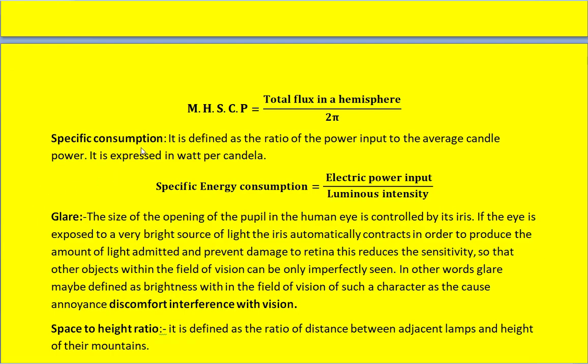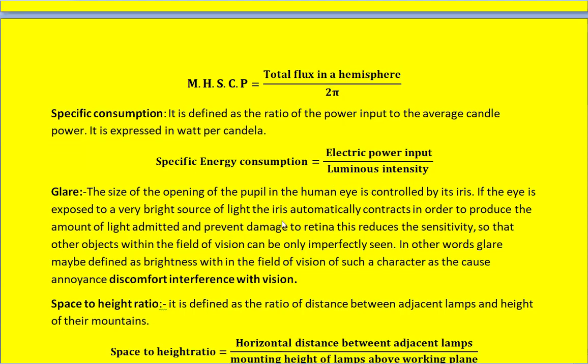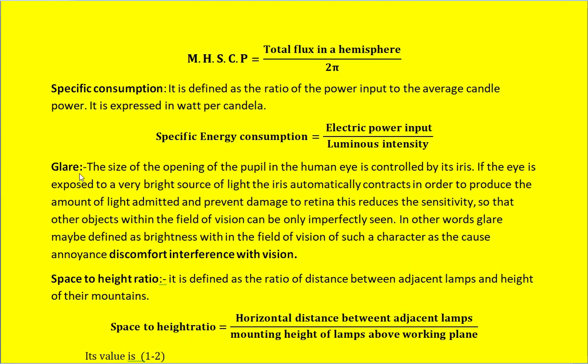Next, specific consumption, which is also called specific energy consumption. It is nothing but the ratio of electrical power input and the luminous intensity. Next, coming to the term glare, it is nothing but the discomfort imposed by high brightness light interfering with the vision of the eye.